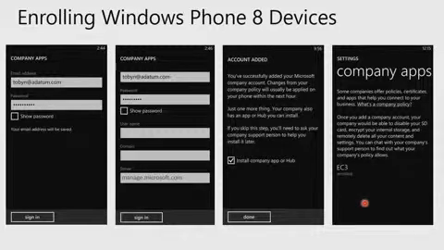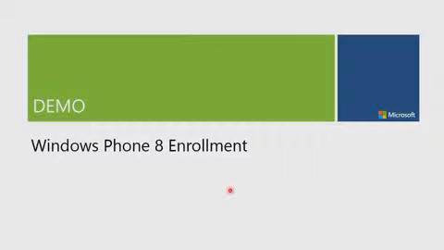From this point onwards, the device is going to appear in our console and allow us to manage it. So with that, what I'm going to do is switch out of this and show you the admin console, and then we'll switch over to my laptop and have a look at what it looks like through the Windows Phone emulator.